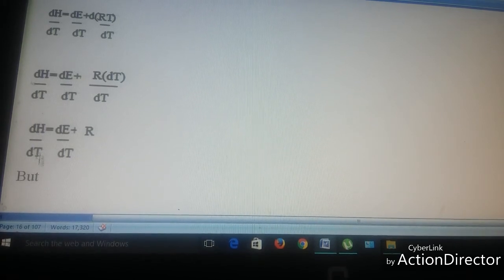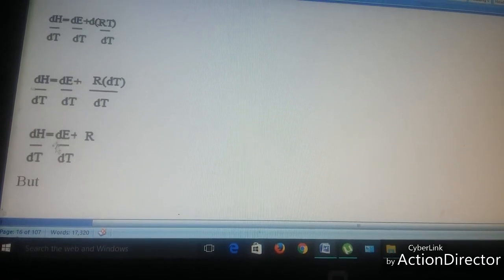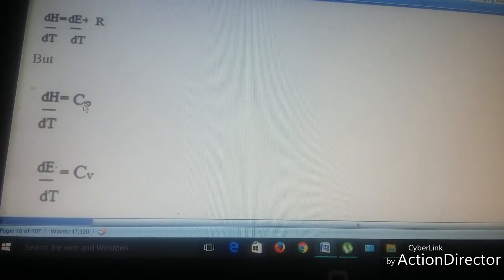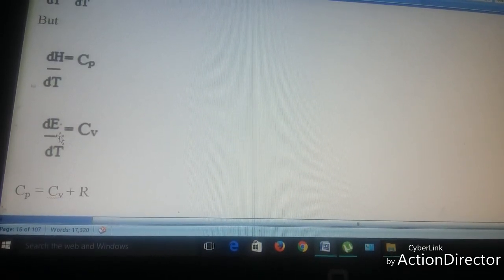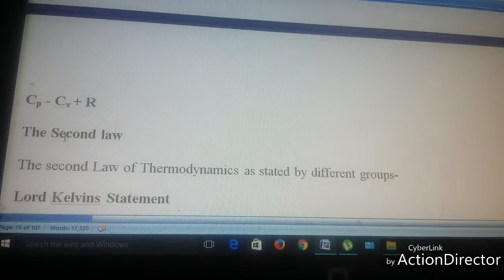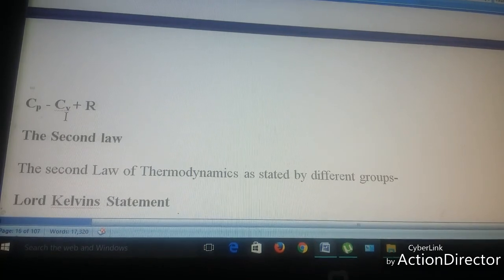Now you are having dH, the rate of change of enthalpy, and the rate of change of internal energy. Now the rate of change of enthalpy is nothing but Cp, and the rate of change in internal energy is Cv. So put this in the equation. So the final equation you will be getting is Cp minus Cv is equal to R.